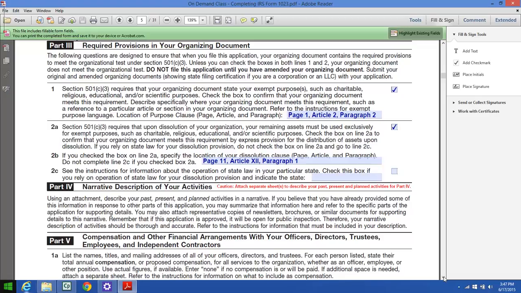What is your organizing document? Your organizing document is your articles of incorporation. So, if you need to prove that your organization meets these requirements, you put a check mark here, and then you go to the section here that says page 1, article 2, paragraph 2. That's telling the representative that's reviewing your application that if you go to my articles of incorporation that's included in this application packet, and you go to page 1 and you look at article 2, and then you go to paragraph 2 under article 2, you will see where I specifically indicate what type of organization this is and that it meets the exempt purposes.